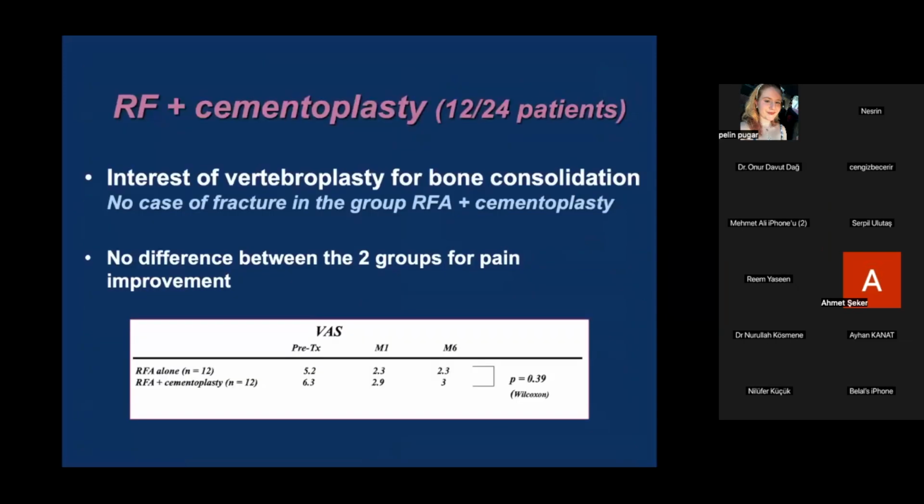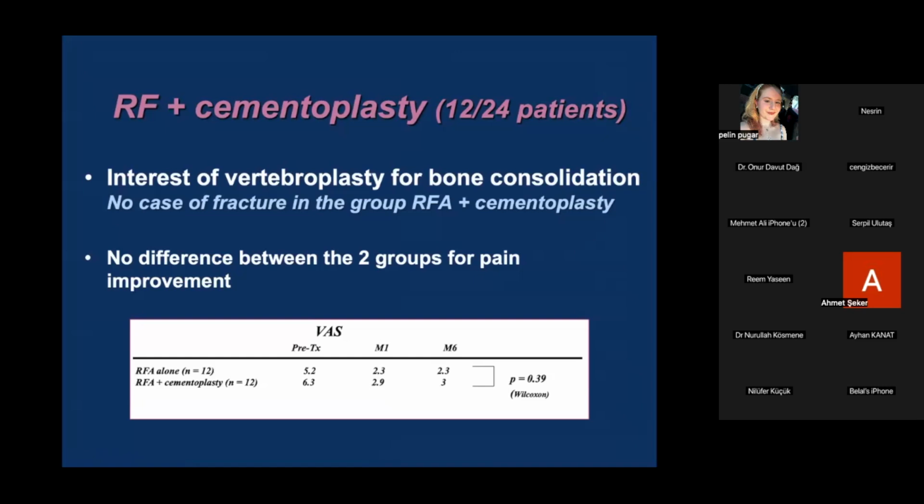And also in weight-bearing zone lesions, I think you have to add cementoplasty, because the radiofrequency ablation won't consolidate the bone lesion. So if you do only a radiofrequency ablation, you have a risk of secondary fracture. So usually in these weight-bearing zone lesions, we use additional cementoplasty. But when you compare radiofrequency ablation alone and radiofrequency plus cementoplasty, the additional cementoplasty doesn't bring a higher effectiveness in terms of pain relief.